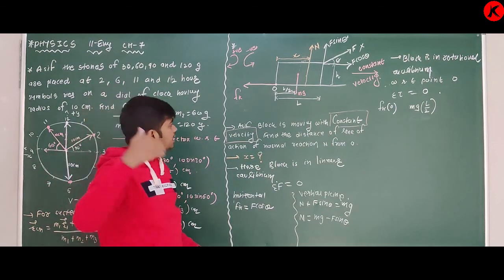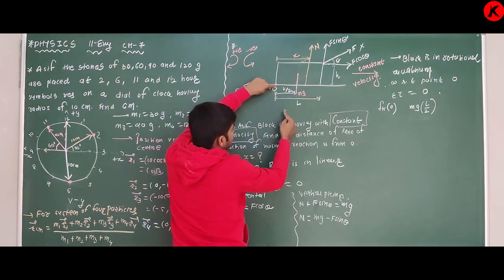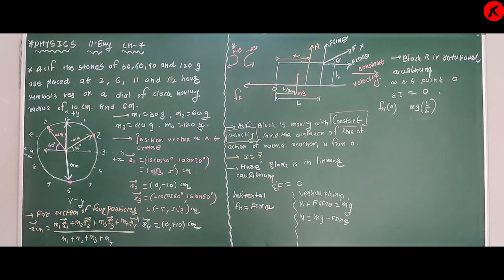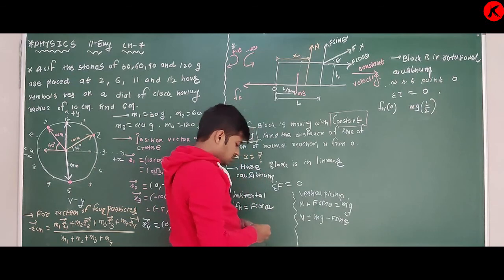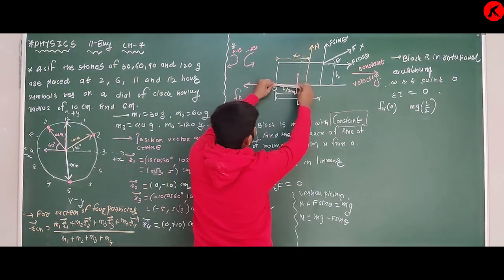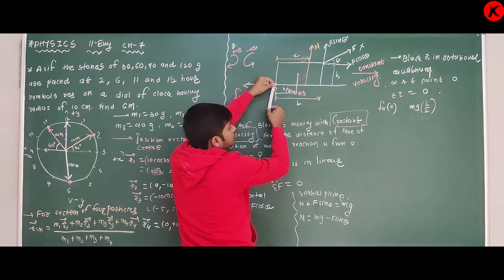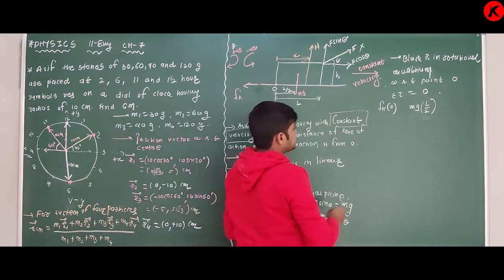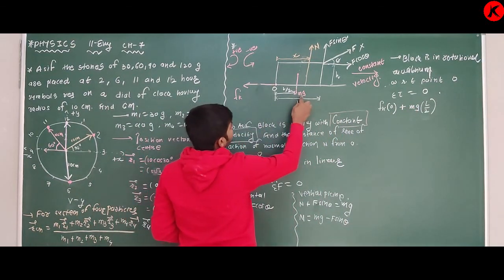See, this point O is in this direction. Mg is in downward direction. Then what happens? See, it is point O. Mg is here, in downward direction. So see, clockwise, na? Clockwise. So yes, you have to consider its sign positive. Okay, chalo, Fk done, mg done.